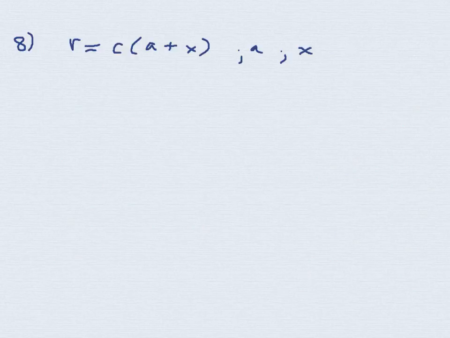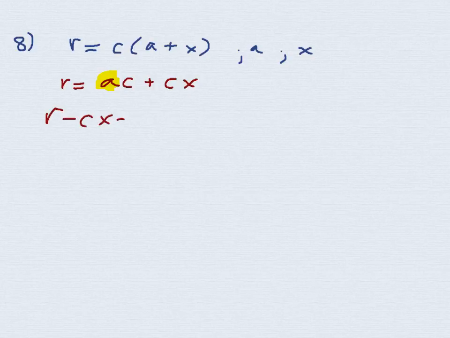For 8, you're asked to solve for A and you're asked to solve for X. Both of those numbers are inside the bracket, so your first order of business is going to be to clear the bracket. You're going to get R equals AC plus CX. You want to solve for A, so you've got to get the A term by itself, so we have to move the CX to the left. So we're going to get R minus CX is going to equal AC.